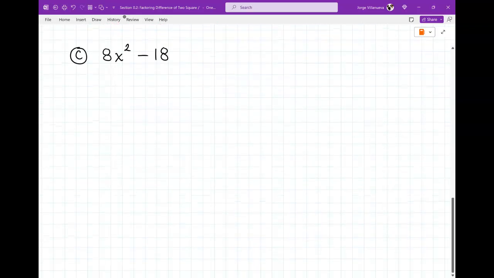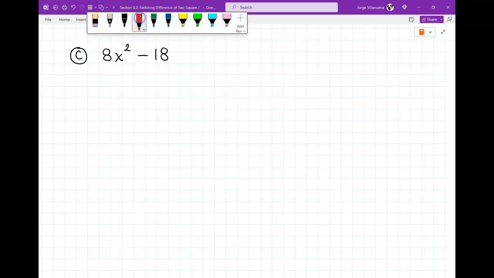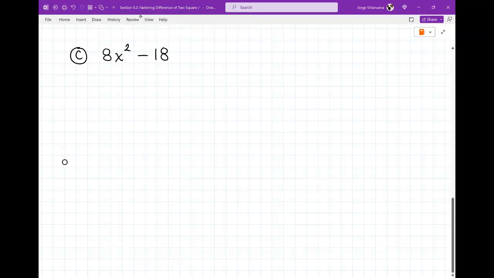So 8x squared minus 18. So this is going to transition us into our next topic. But right now, if I say, okay, here's a difference of two terms, maybe it's a difference of two squares. So let me write it as something squared minus something squared. Will that work? Like, what squared is 18?